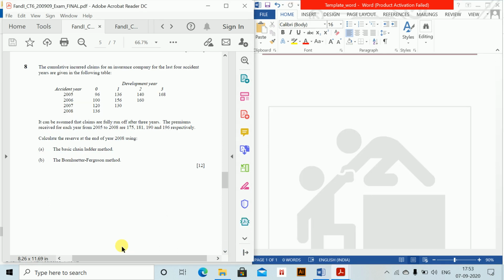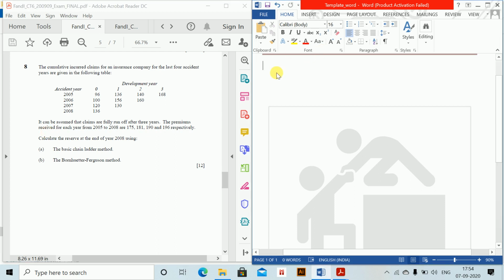Runoff triangles. The cumulative incurred claims for an insurance company for the last 4 accident years are given in the following table, accident year against development year. It can be assumed that the claims are fully run off after 3 years. The premiums received for each year from 2005 to 2008 are 175, 181, 190 and 196 respectively. Calculate the reserve at the end of the year using the basic chain ladder method and the Bornhuetter-Ferguson method. So first is question 1, and we are doing part A, which is the basic chain ladder method.